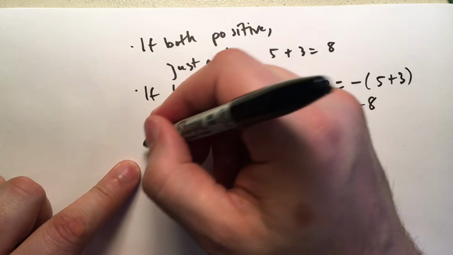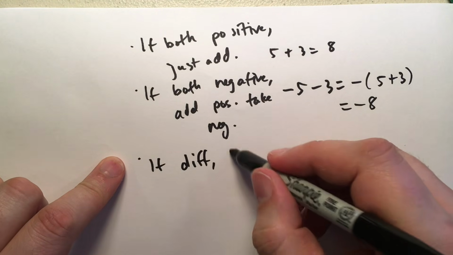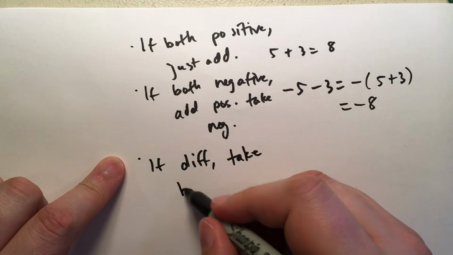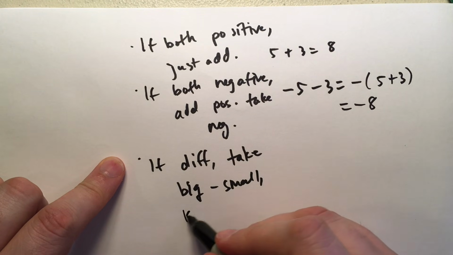Okay, so that's 1, 2. Third case, if they're different, take big minus small and keep the sign of the big.